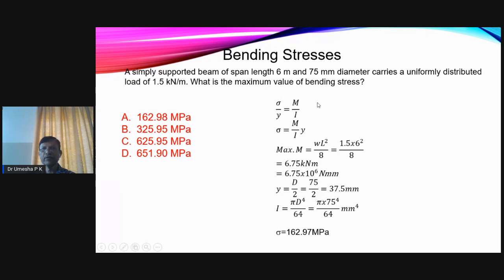So 75 is the diameter, 75 by 2 is the y, and I for the circular section is equal to pi d to the power 4 by 64. Once you calculate all the things and substitute in the bending equation, sigma is equal to 162.97 MPa. So option A is the correct one.